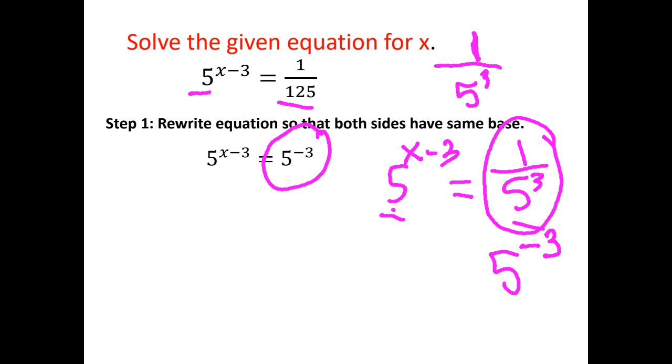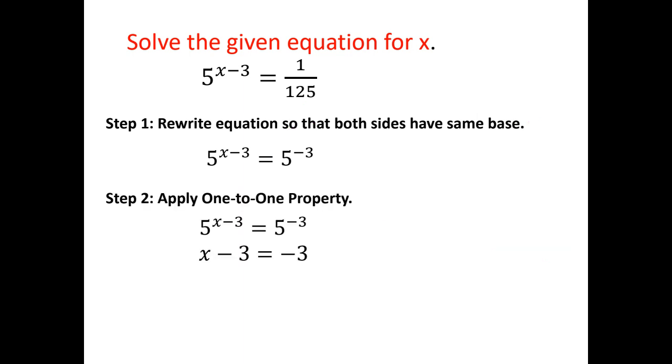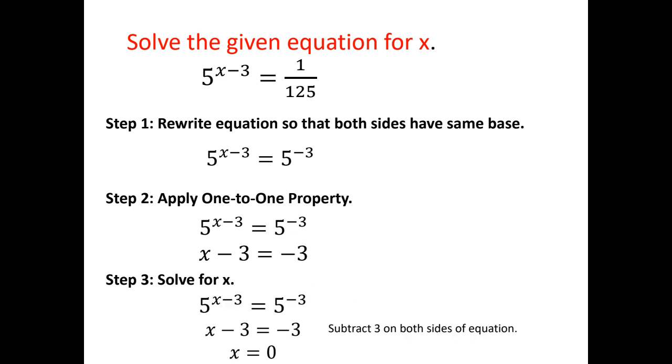Now that they are the same, we can go ahead and set the exponents equal to each other. So we have x minus 3 is equal to negative 3. I'm going to add 3 on both sides. And so if I add 3, negative 3 plus 3 will be 0. And if you want to check your work, you can always take your answer, plug it in for x here to see if we get 1 divided by 125.